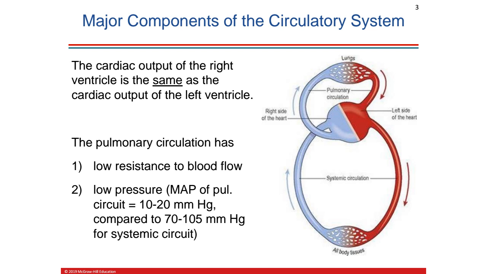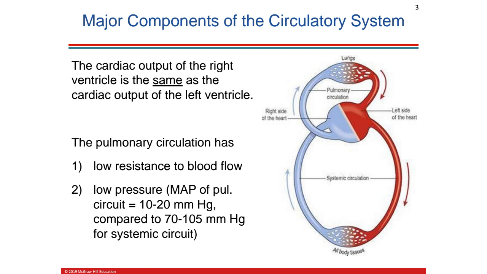The left pump creates a higher pressure, and we can express that as a mean arterial pressure, or MAP. And that's going to be about 70 to 105 millimeters of mercury, okay? So that's the pressure you'd find in the aorta. It's the pressure you measure from the brachial artery in the arm.